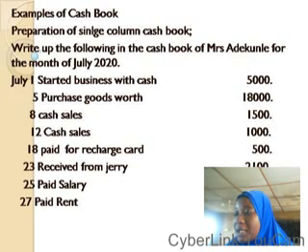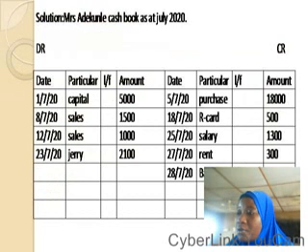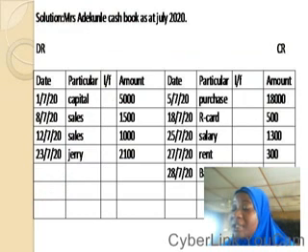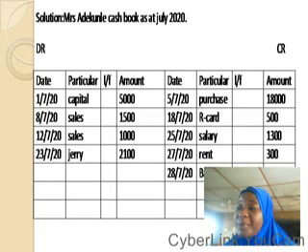Now, the solution will go like this. The solution to that question. You maintain your double entry principle, debit side and credit side. This is the solution to how to prepare the cash book of Mrs. Adekunle, that is to prepare single column cash book, because she did not deal with bank. She only deals with cash.